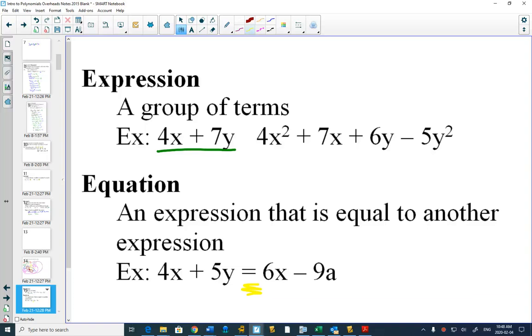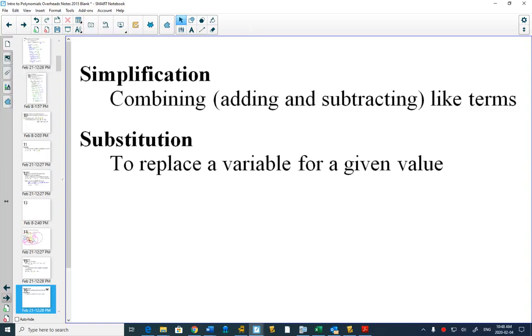Okay, if you're finding yourself, when you're trying to find one of these definitions, flipping back in your notes and having to reread them, that means you haven't learned them well enough yet. Simplification. We are going to simplify expressions by adding like terms.